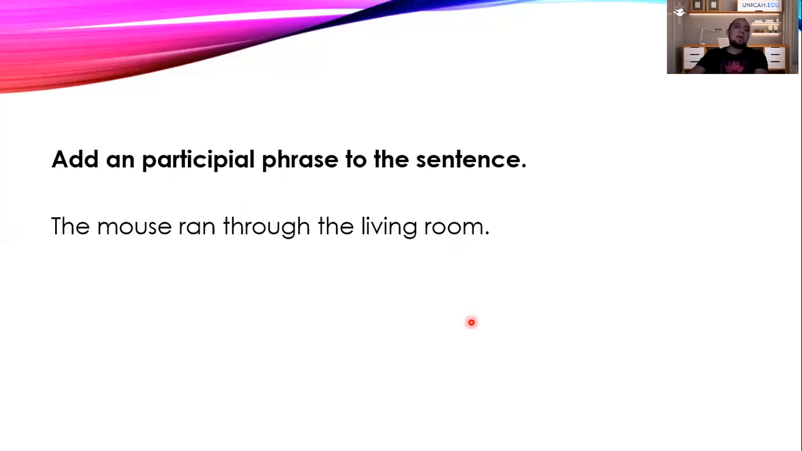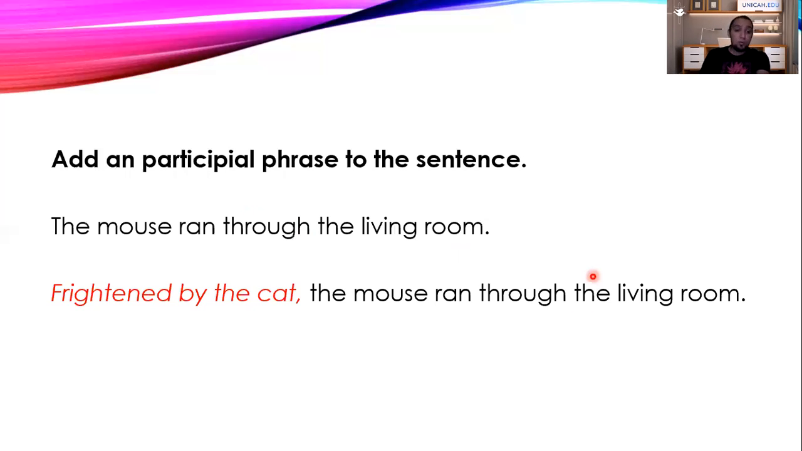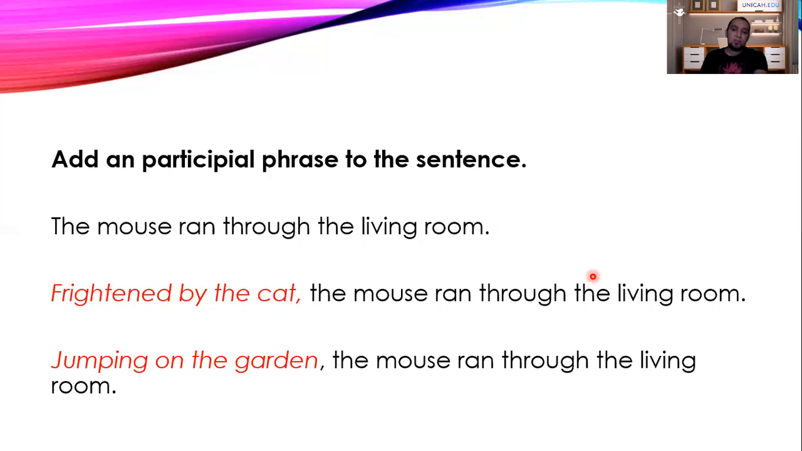And then we have adding a participle phrase to the sentence. The mouse ran through the living room. I can use a present participle or a past participle phrase. In this case, I'm going to use both. So I can say frightened by the cat, comma, the mouse ran through the living room. Or jumping in the garden, the mouse ran through the living room. So the first one, frightened by the cat, is a past participle and jumping is a present participle.